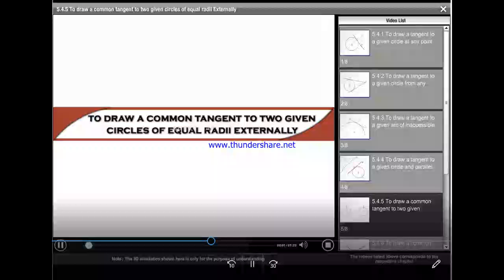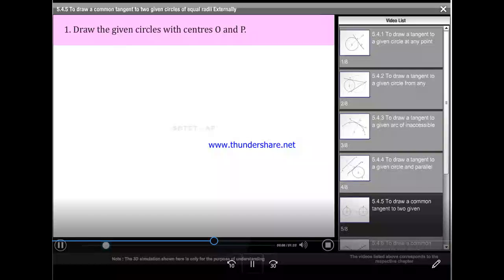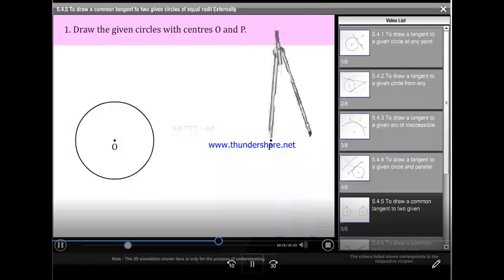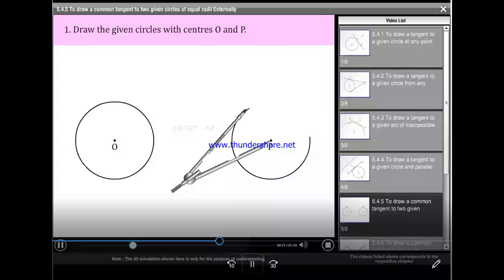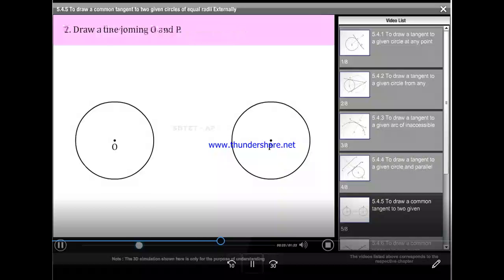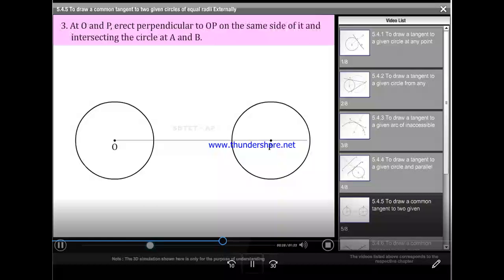To draw a common tangent to two given circles of equal radii externally. Draw the given circles with centers O and P. Draw a line joining O and P. At O and P, erect perpendiculars to OP on the same side of it and intersecting the circles at A and B.